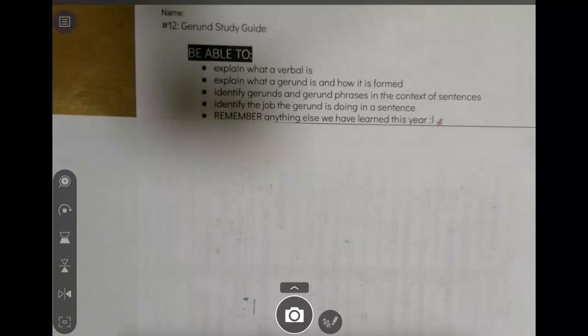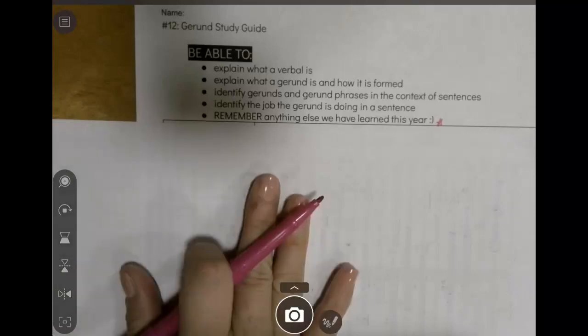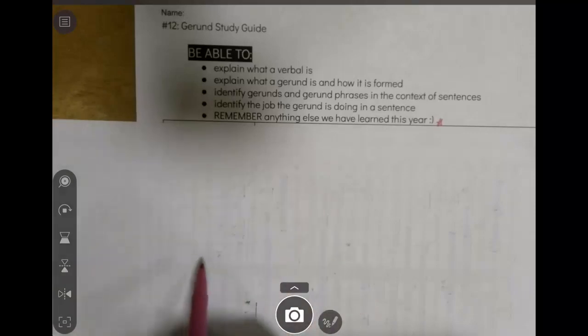Task number 12 is the study guide to prepare you for your Gerunds test, basically everything you've learned about Gerunds up to this point. What I would do first is complete the study guide and then come back and watch the screencast to see how you did.